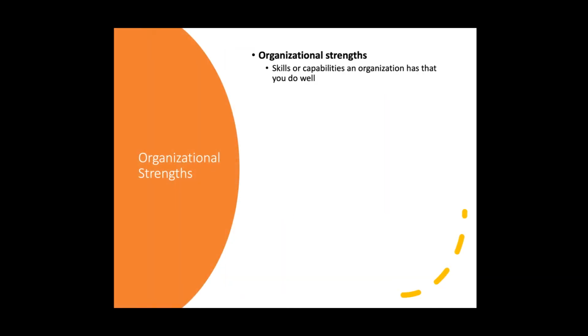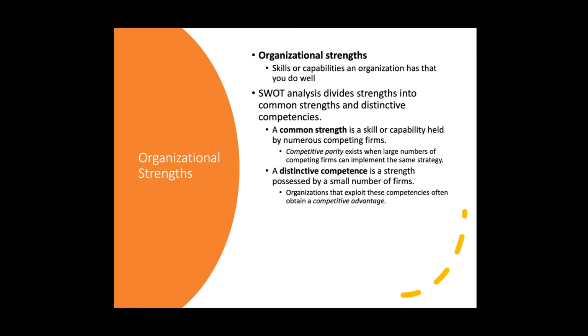So, as you can see here, organizational strengths, skills or capabilities that you have that you do really well. And so we divide strengths, when we talk about SWOT analysis, into common strengths and distinctive competencies. A common strength, as you see defined there, is a skill or a capability that, well, quite frankly, you're not the only one who does that well. In fact, probably a lot of firms in this marketplace do that same thing or things well.